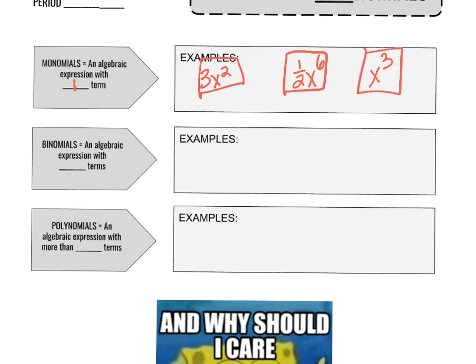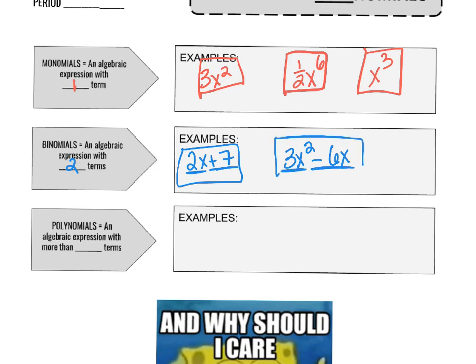A binomial, if you think of a bicycle, has two wheels, and so it is an algebraic expression with two terms. You could think of something like 2x plus 7. Here's your first term, here's your second term. So this is a binomial. We could have 3x squared minus 6x. You have one term here, and then you have another one here. So this is also a binomial. A binomial has two parts, just like a bicycle has two wheels.